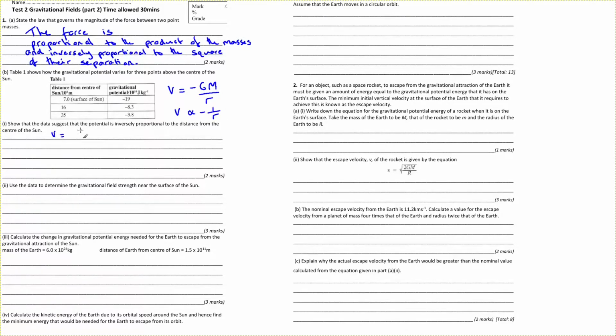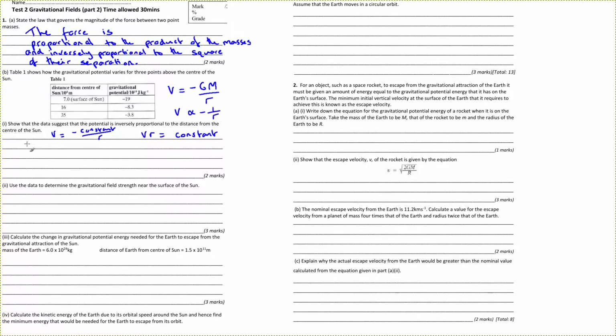or if you like, V equals some constant over r, and what that means then is that Vr should equal a constant. Okay, so if the gravitational potential is inversely proportional to the distance from the centre of the Sun, well then Vr should equal a constant. So all we've got to do really here is multiply the gravitational potential by the distance from the centre of the Sun and check that we get the same value each time.